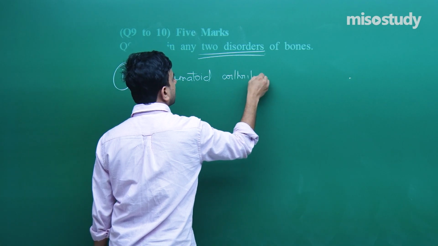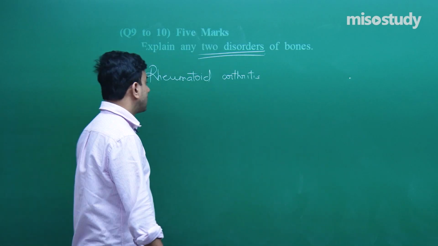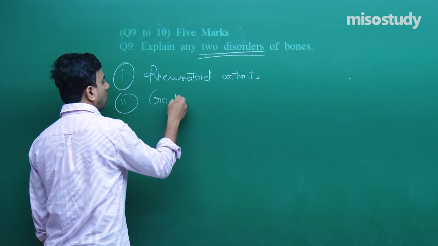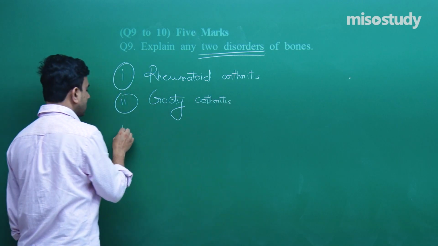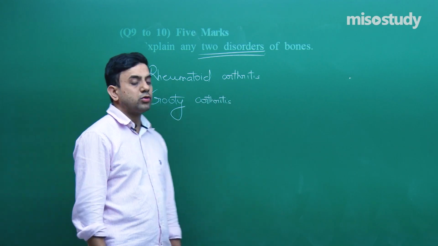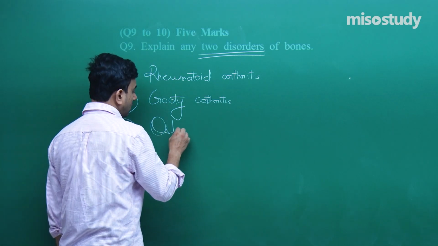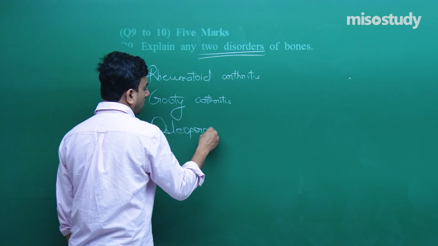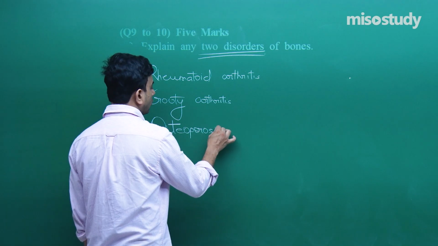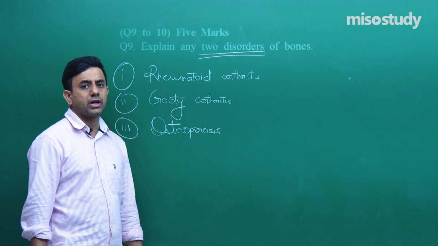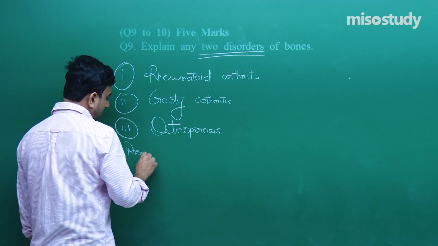Rheumatoid arthritis. Then we can talk of gouty arthritis. After rheumatoid arthritis and gouty arthritis, we can talk of osteoporosis. Osteopetrosis is also one condition. There are many such conditions we can talk of, but let's see what is rheumatoid arthritis.